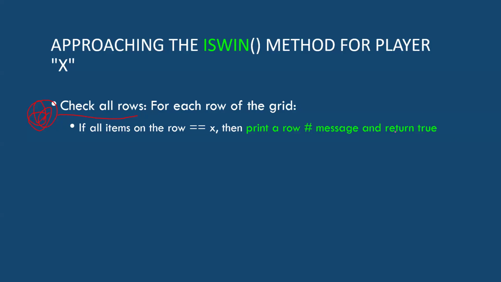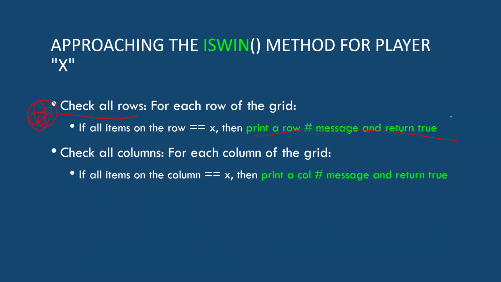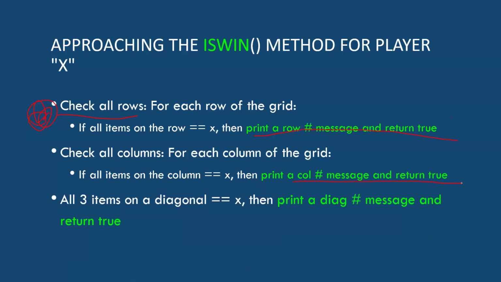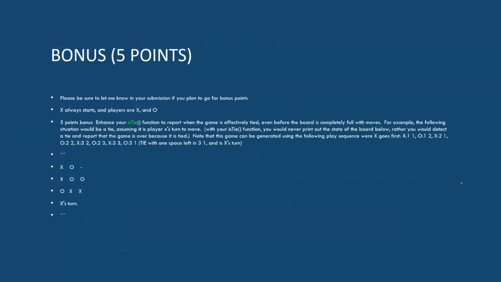And it's helpful if you print an appropriate message, right? Hey, on row 2, I got a win. X is the winner. Or column 3, Y is the winner, whatever that happens to be. So I'll let you figure that one out. It's not too hard, especially if you've taken algorithms. That one's almost a walk in the park.